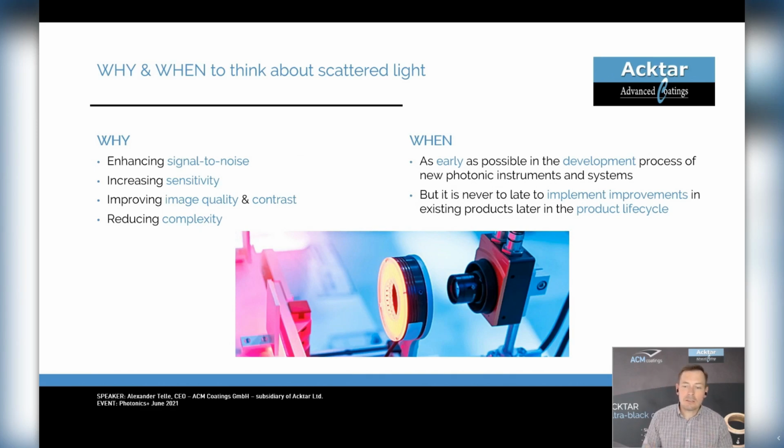Taking these considerations into account as early as possible in the development process helps to clarify the necessity of scattered light suppression measures. In this way, it is possible to increase performance or to reduce the complexity of the optical setup with relatively little effort. But also later in the product life cycle, integration of measures for stray light optimization can provide benefits, for example, higher or more reliable quality of the system.